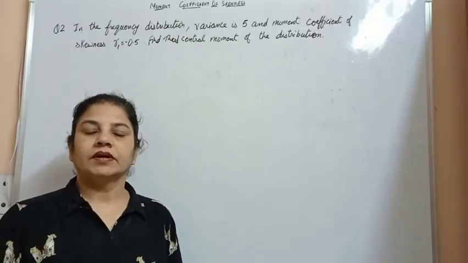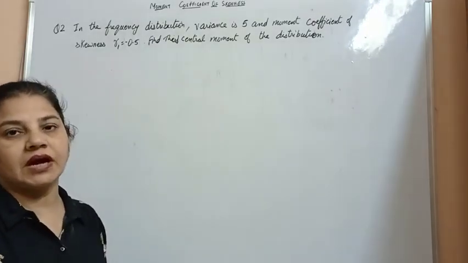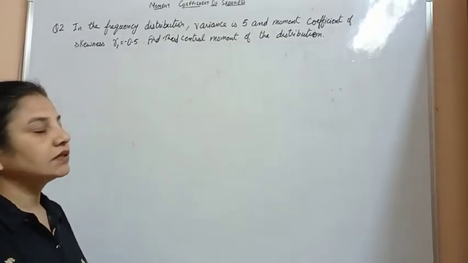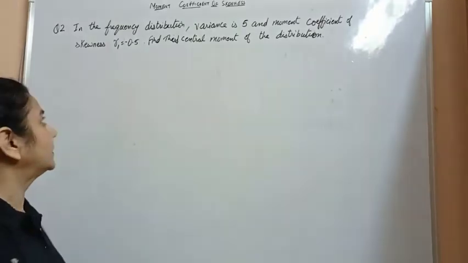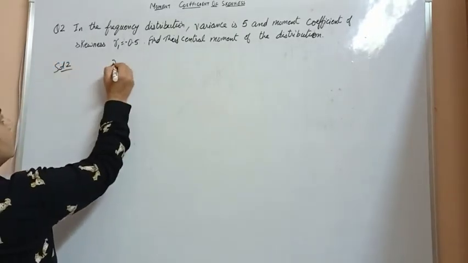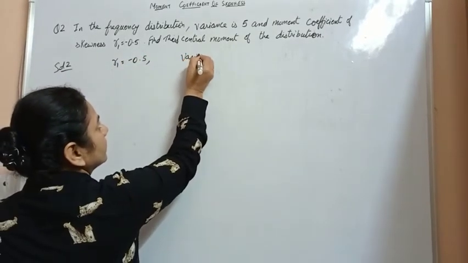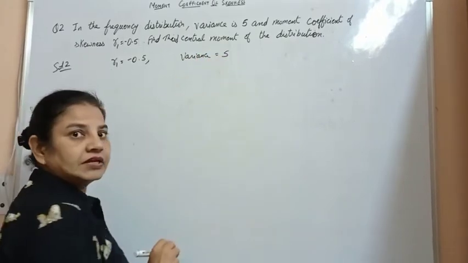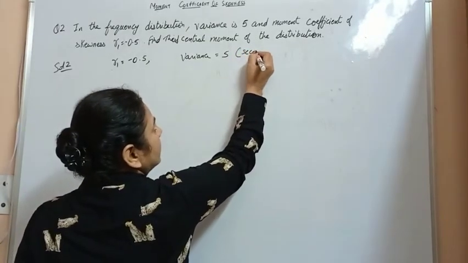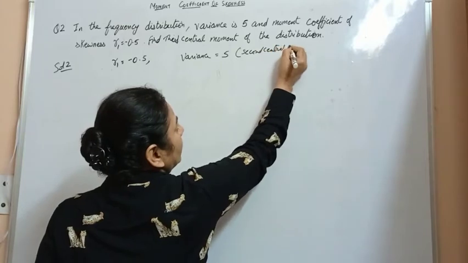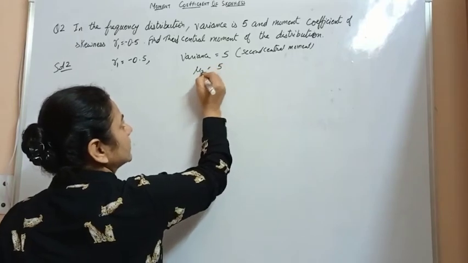In a frequency distribution, the variance is 5 and the moment coefficient of skewness, gamma 1, is minus 0.5. Find the third central moment of the distribution. For this, what information is given to us? Gamma 1 is minus 0.5 and variance is equal to 5. Variance is basically the second central moment. That means mu2 is equal to 5.